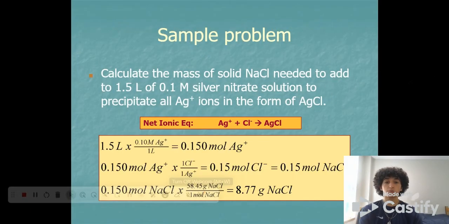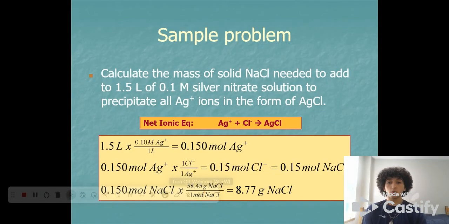Let's work through this problem. We have 1.5 liters of 0.1 molar silver nitrate. We want to precipitate all the Ag+ using NaCl. The net ionic equation is Ag+(aq) + Cl-(aq) yields AgCl(s).